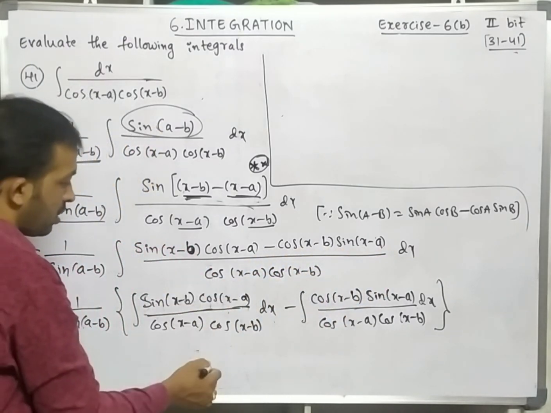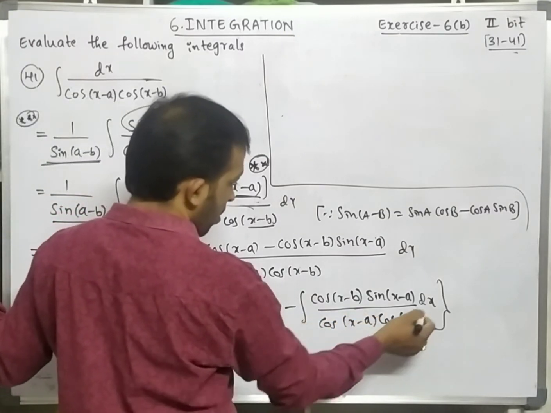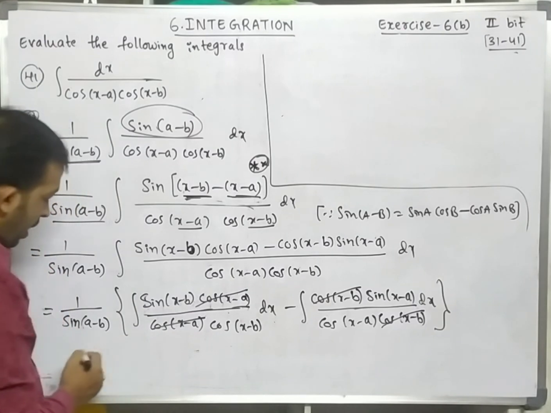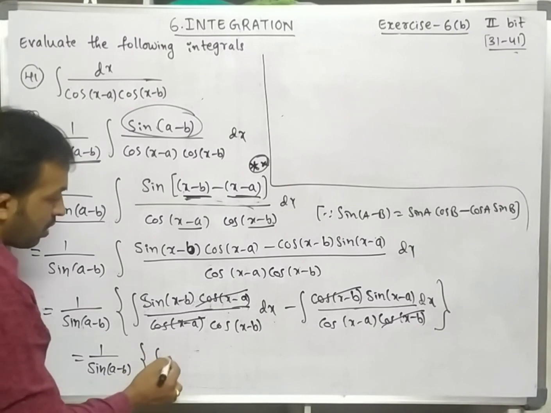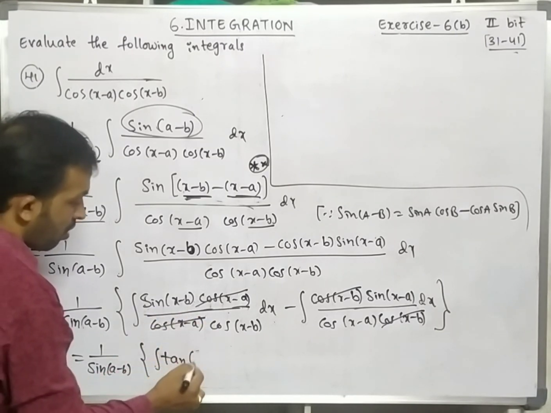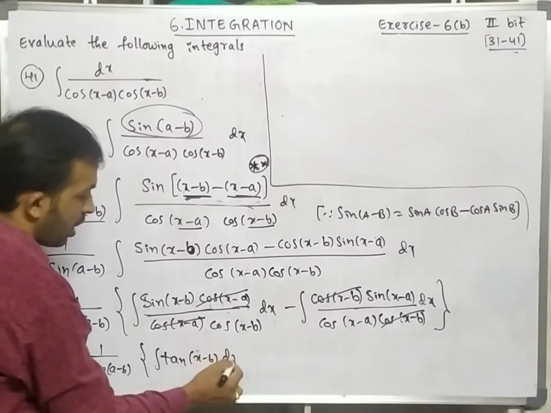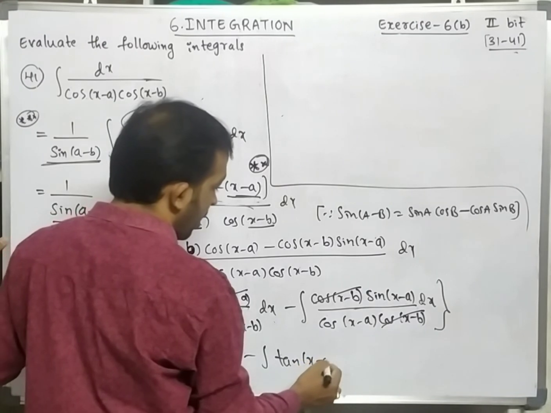So split it, then cos x minus a and cos x minus b cancel. So finally what is remaining? 1 by sine of a minus b into integration tan of x minus b dx minus integration tan of x minus a dx.